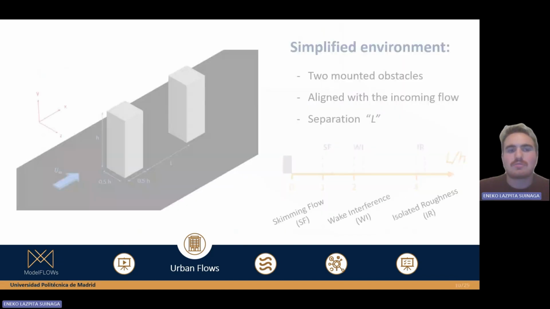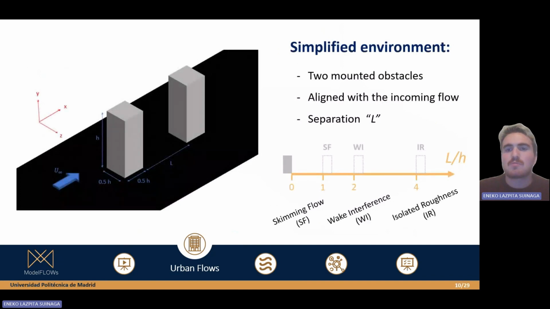So in our case, we are going to focus on a simplified environment where we have two mounted obstacles aligned with the incoming flow and with a separation L, as you can see on the screen. And we will change this separation to obtain three different cases, which are the skimming flow, the wake interference, and the isolated roughness.